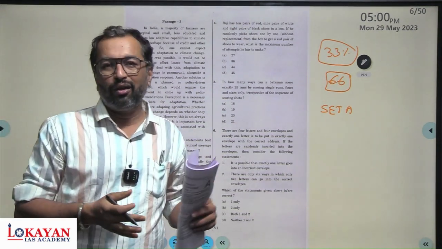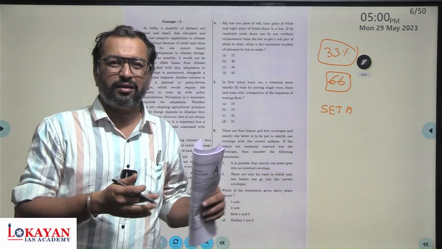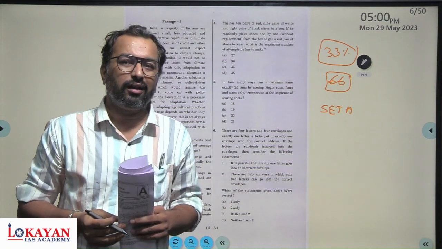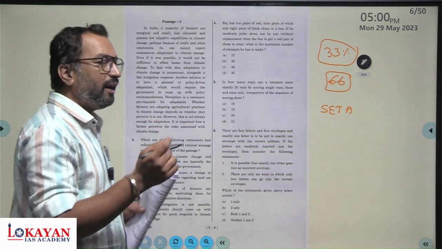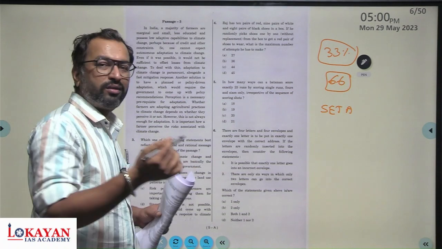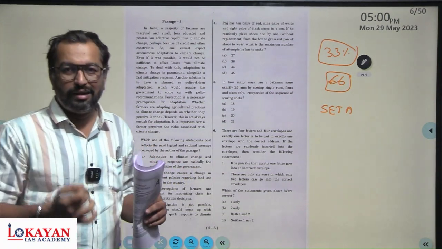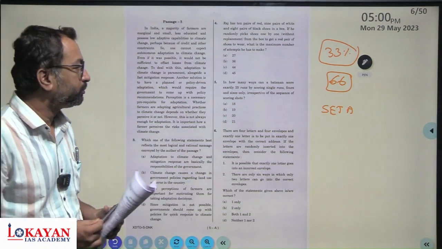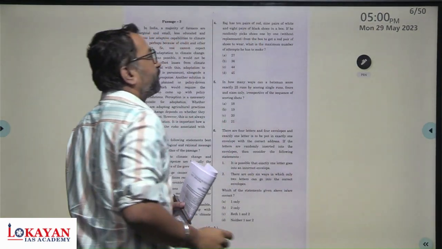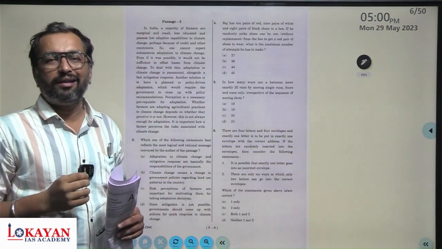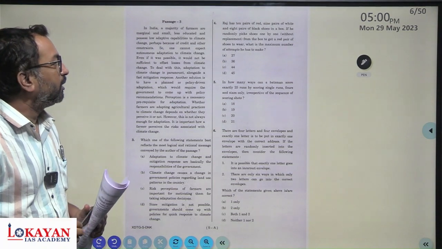Even in comprehension, this year's passages were a little lengthier. But compared to quant and reasoning, the comprehension section was relatively easier. We are going to look at only the quant and reasoning part, that is the mathematical part and reasoning part.